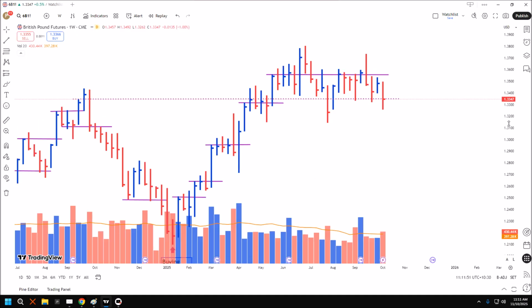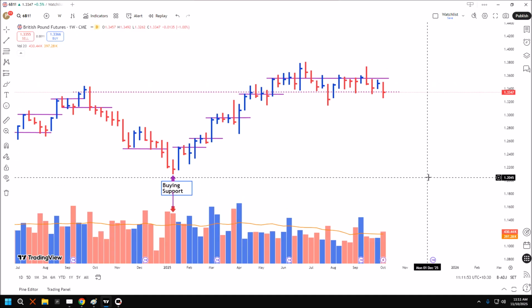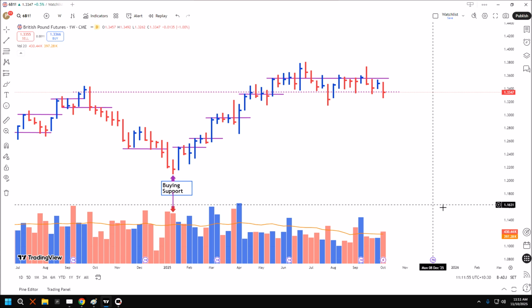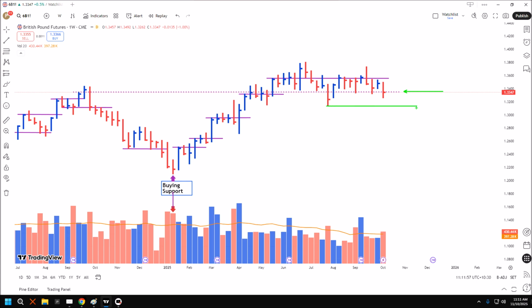British pound currency futures. British pound currency futures also came back this week. It also closed at a logical level here. If there's further strength in the US dollar and this market's under pressure, similar to the euro, this is the level that is likely to see price move its way down to.